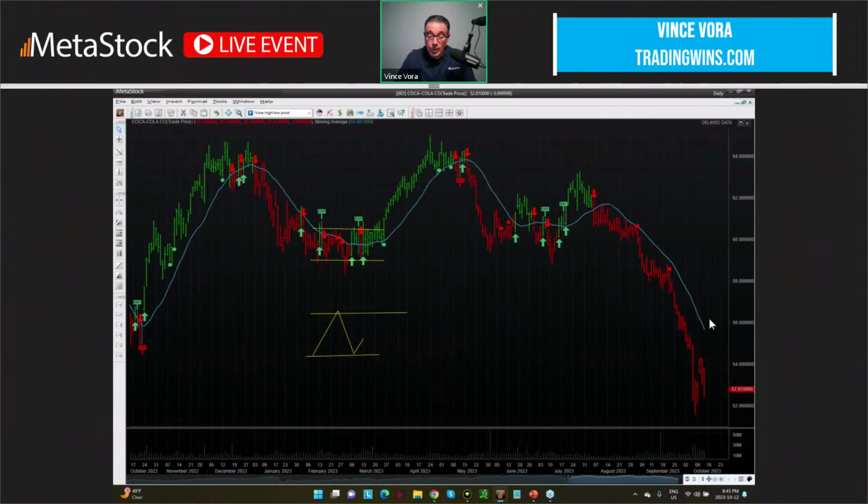When you have a slope like this, here on Coca-Cola recently, there's been a lot of selling. The trend is clearly to the downside, but the degree of slope on the 20 tells you how much momentum there is. And when it's like this, these trades are so easy to take, right?